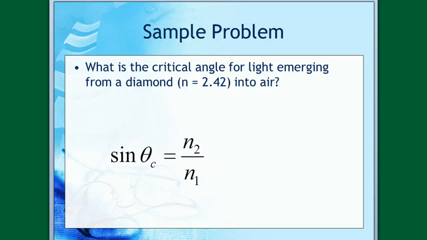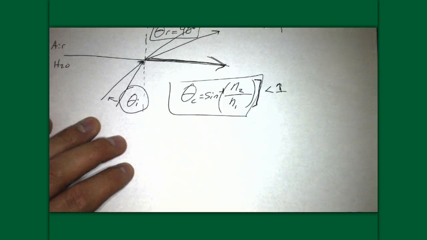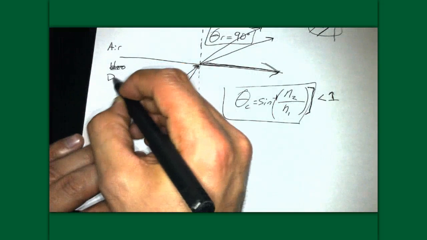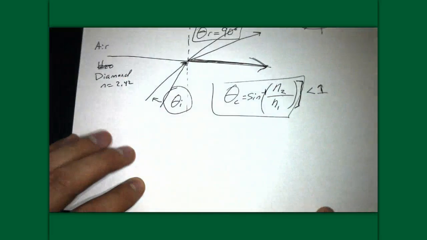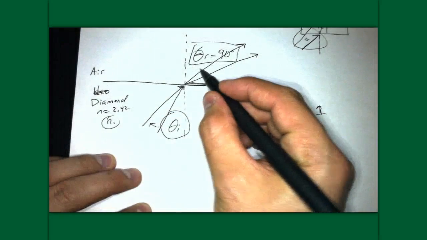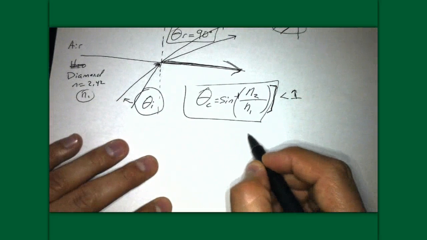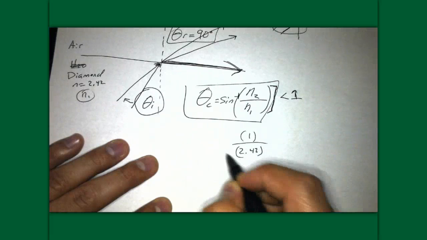All right, so let's calculate the critical angle real quick. It's pretty simple. What's the critical angle for light emerging from a diamond into air? So we start with this equation. Remember, we're going to and from here. This was a diamond, and it said that the N was 2.42. This is what we're coming from, so this is N1. N2 will be air. So our equation, when we put numbers in, becomes 1 over 2.42.